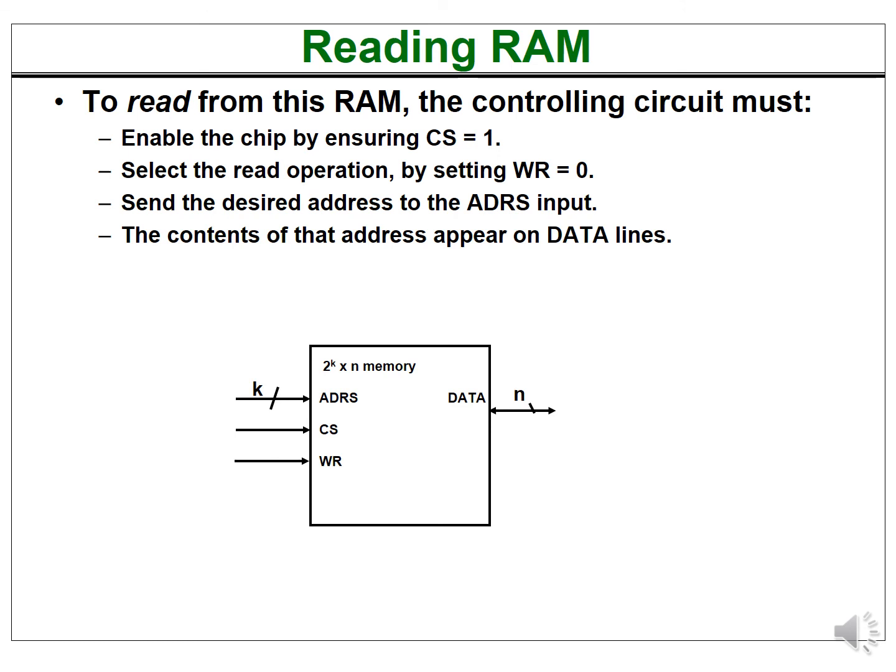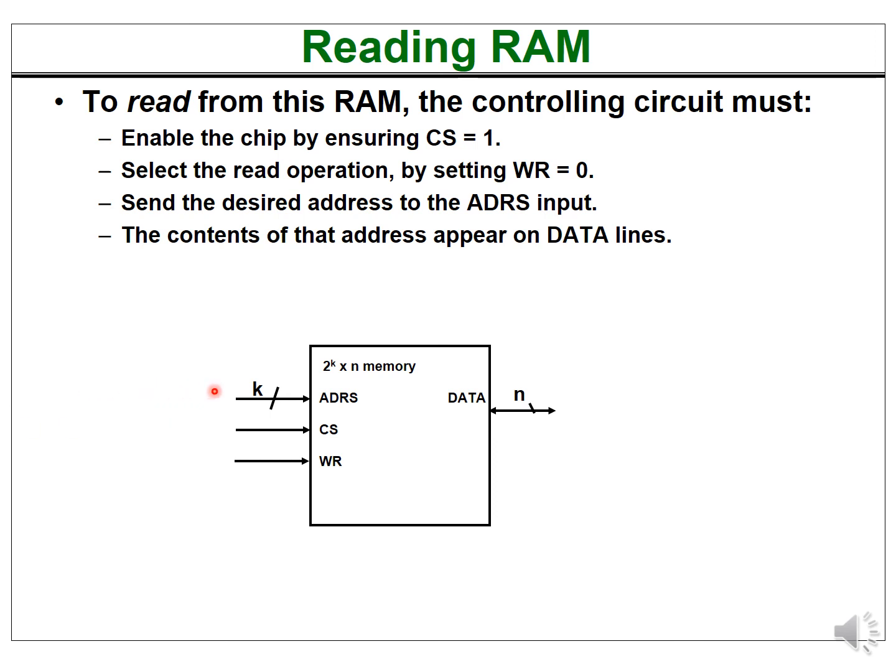Now when I want to perform a read operation from the RAM, how do we go through it? First of all, we enable the chip by ensuring CS is equal to 1. We select the read operation by setting WR equal to 0. As I said earlier, WR performs the task of both a read signal as well as a write signal. When it is 0, we take it as a read signal. When it is 1, we take it as a write signal. So here I want to perform a read operation, so we put WR equal to 0. Then it is a read operation.